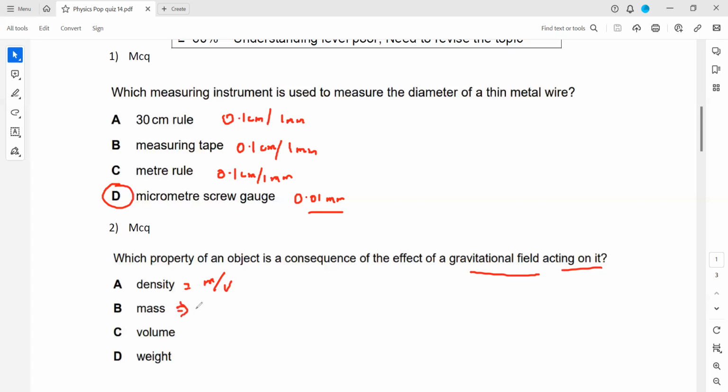The mass is amount of matter, like how many particles are there, number of the particles. Volume is a space occupied by the object. But what about the weight? Weight is due to gravity, because weight is a force of a gravity acting on the object. That's why D is the right answer.